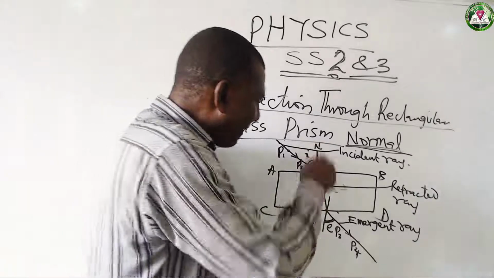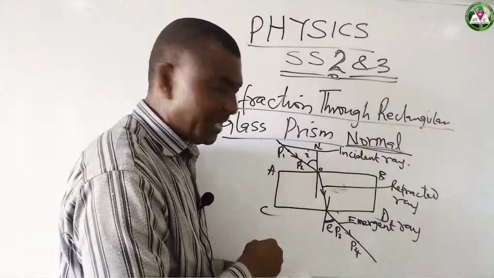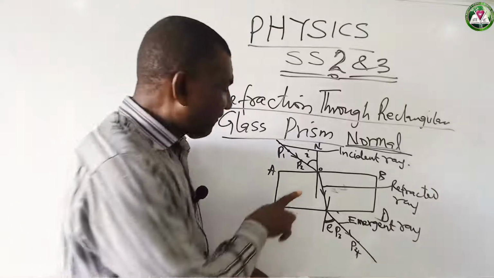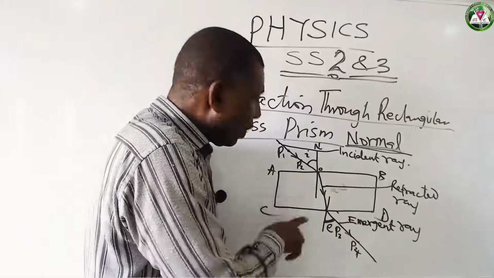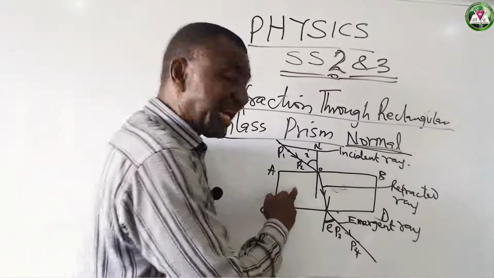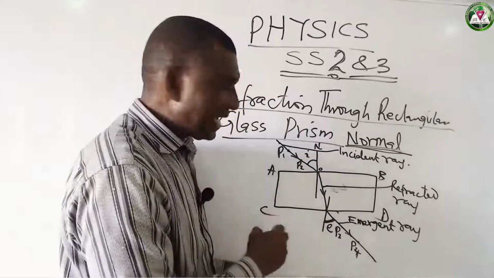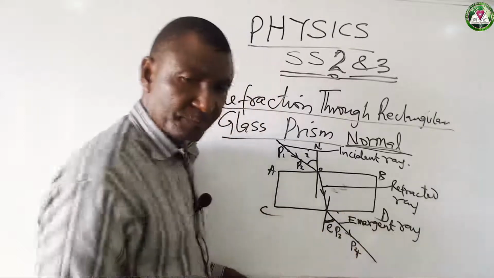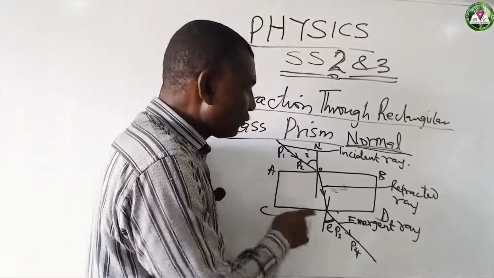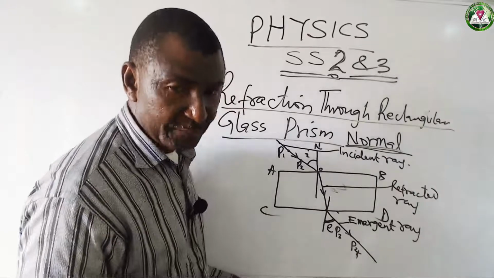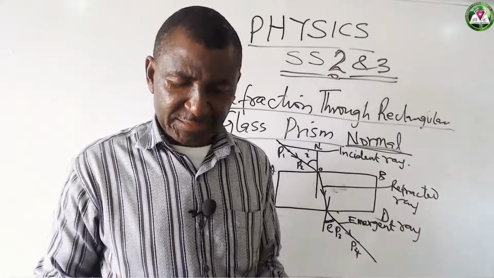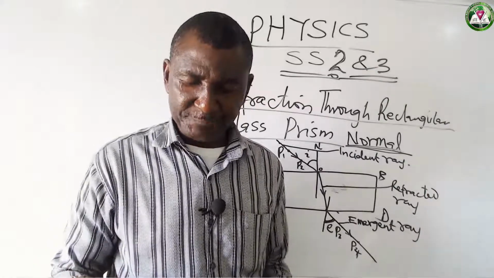Then as the light passes from this optically denser medium to an optically less dense medium, a typical example of the optically denser medium is glass or water, and the less dense medium is the air. So when a light ray is moving from either glass or water, it will bend away from the what? Normal. That is exactly what we are talking about as far as the ray of light is concerned.